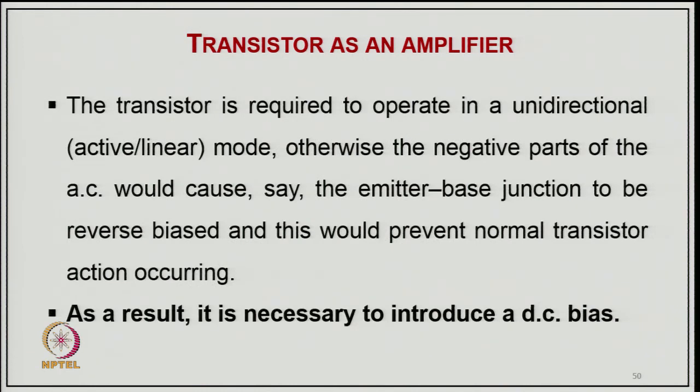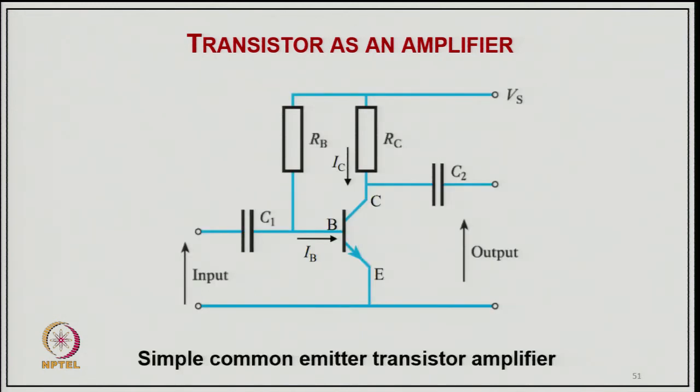The transistor is required to operate unidirectionally, which is important, to bring it into the active or linear mode. Otherwise, the negative part of this AC will cause the emitter base junction to go into reverse bias, and this will prevent the normal transistor action as an amplifier, in the active region. As a result, it is necessary to introduce a DC bias in the transistor operating as an amplifier, because most of the signals we amplify change with respect to time. So, we consider them almost like an AC signal, with variation, and you can just see here how we really work it out.